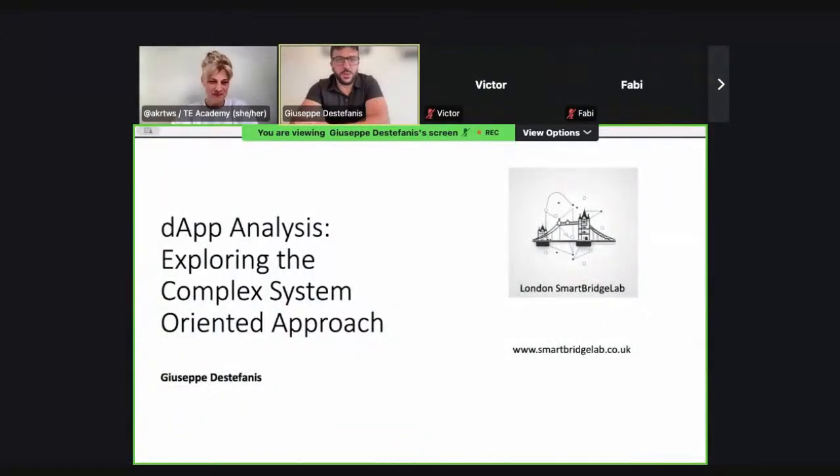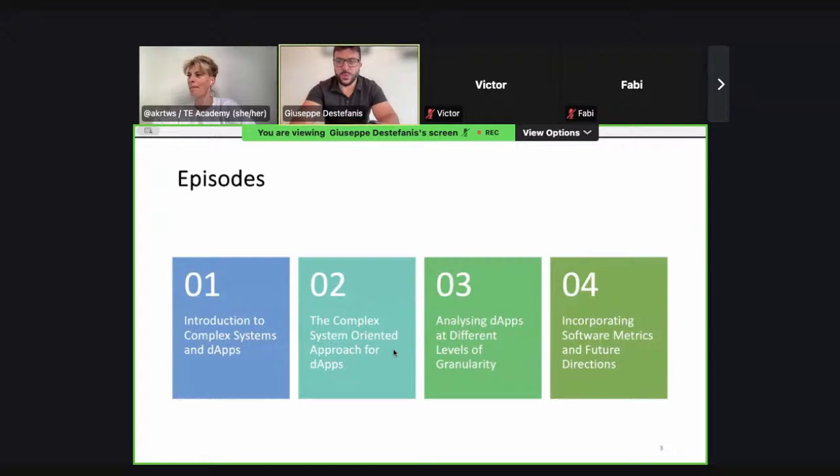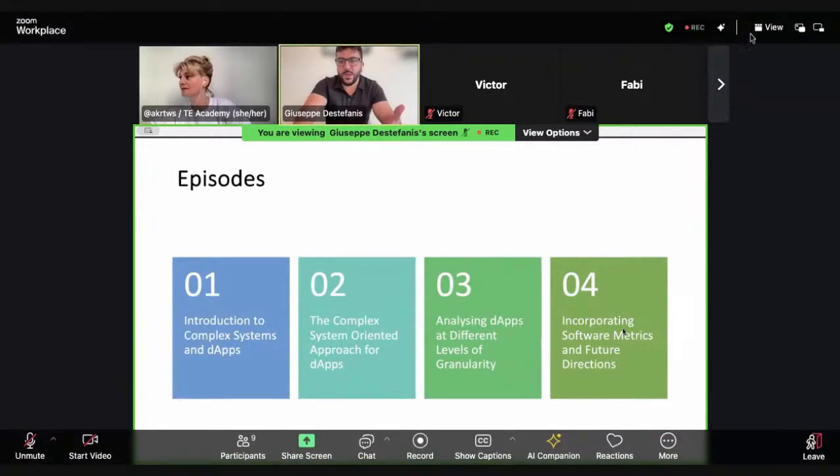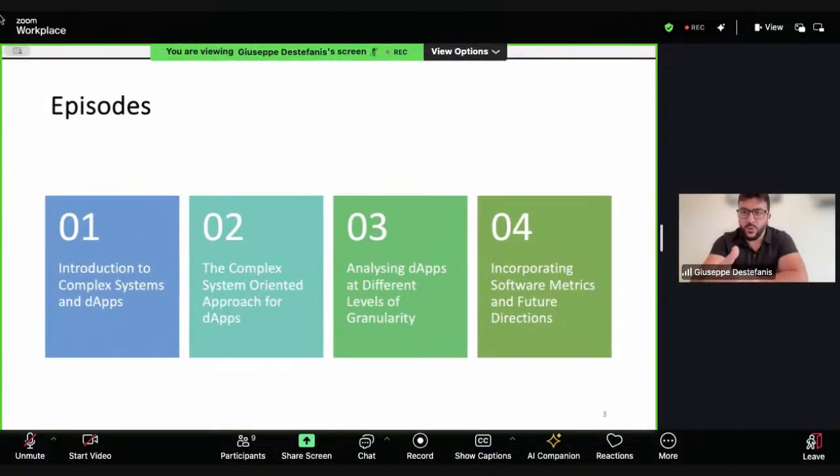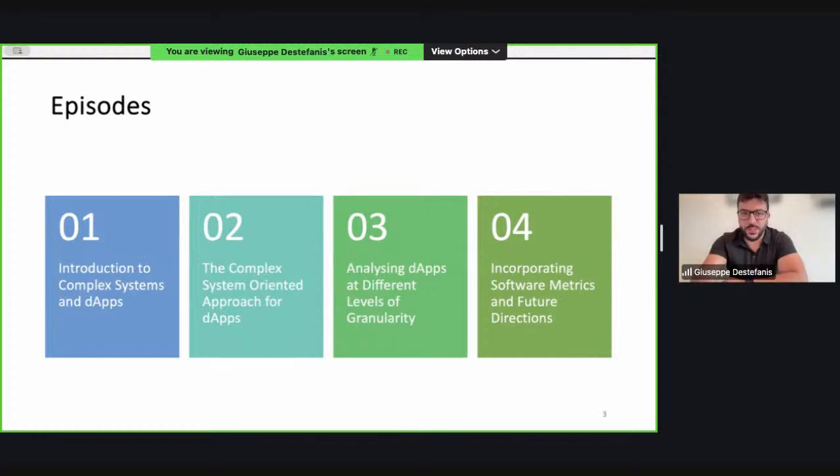Thank you very much. I'll share my screen one second. Can you see it? Yeah, we can see the slides. Thank you. Perfect. Thank you very much, and hi everyone, and welcome to the last discussion that we will have about this short module, let's call it this way, about dApp analysis and the complex system-oriented approach. The fourth episode is about incorporating software metrics and trying a little bit to discuss future studies.